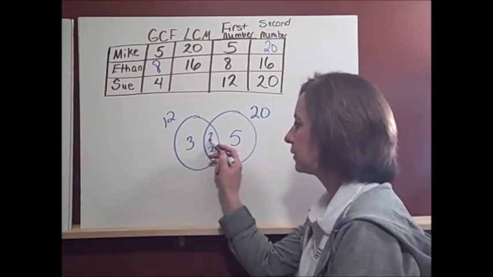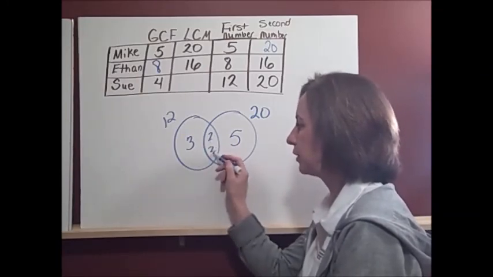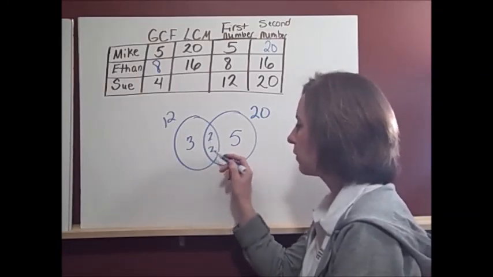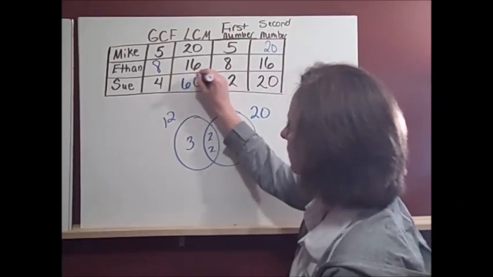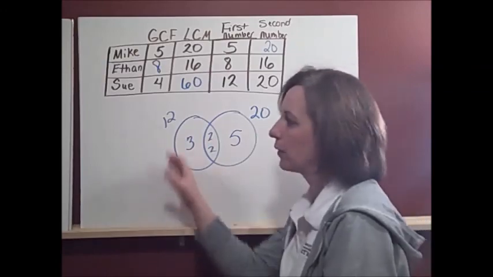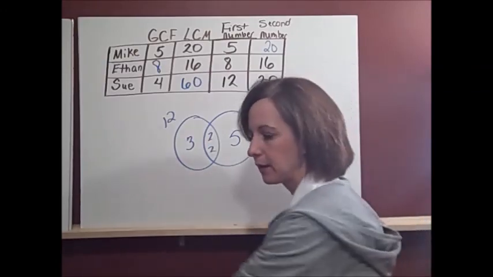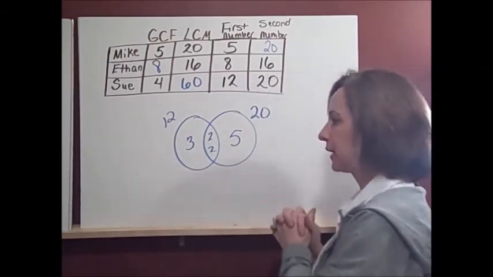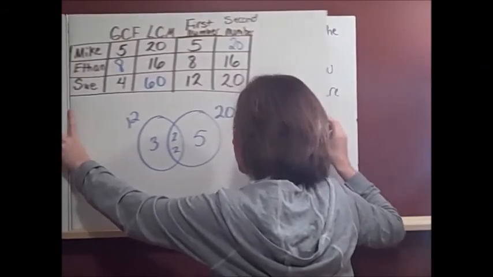multiply. 3 times 2 is 6, times 2 is 12, and 12 times 5 is 60. So I have completed my chart by taking what I know about greatest common factor and least common multiple and using them in Venn diagrams.